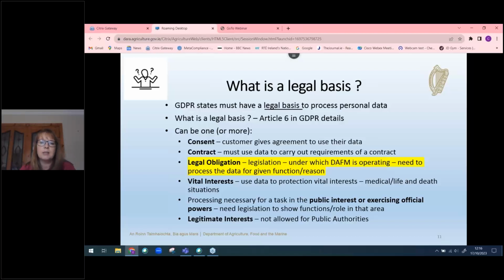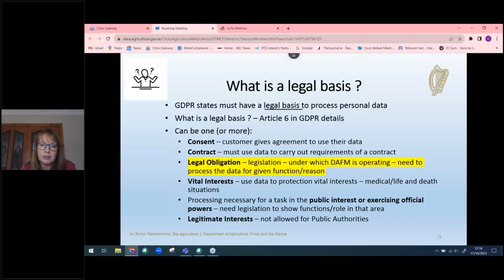Vital interests is another one. However, it doesn't come into operation for our department. It is more around the use of data for medical or life and death circumstances. The processing of data for a task carried out in the public interest or exercising our official powers, that can come into play for the department on occasions, but you must be able to show where those powers or that function lies in legislation. So again, you're coming back to the underlying legislation.